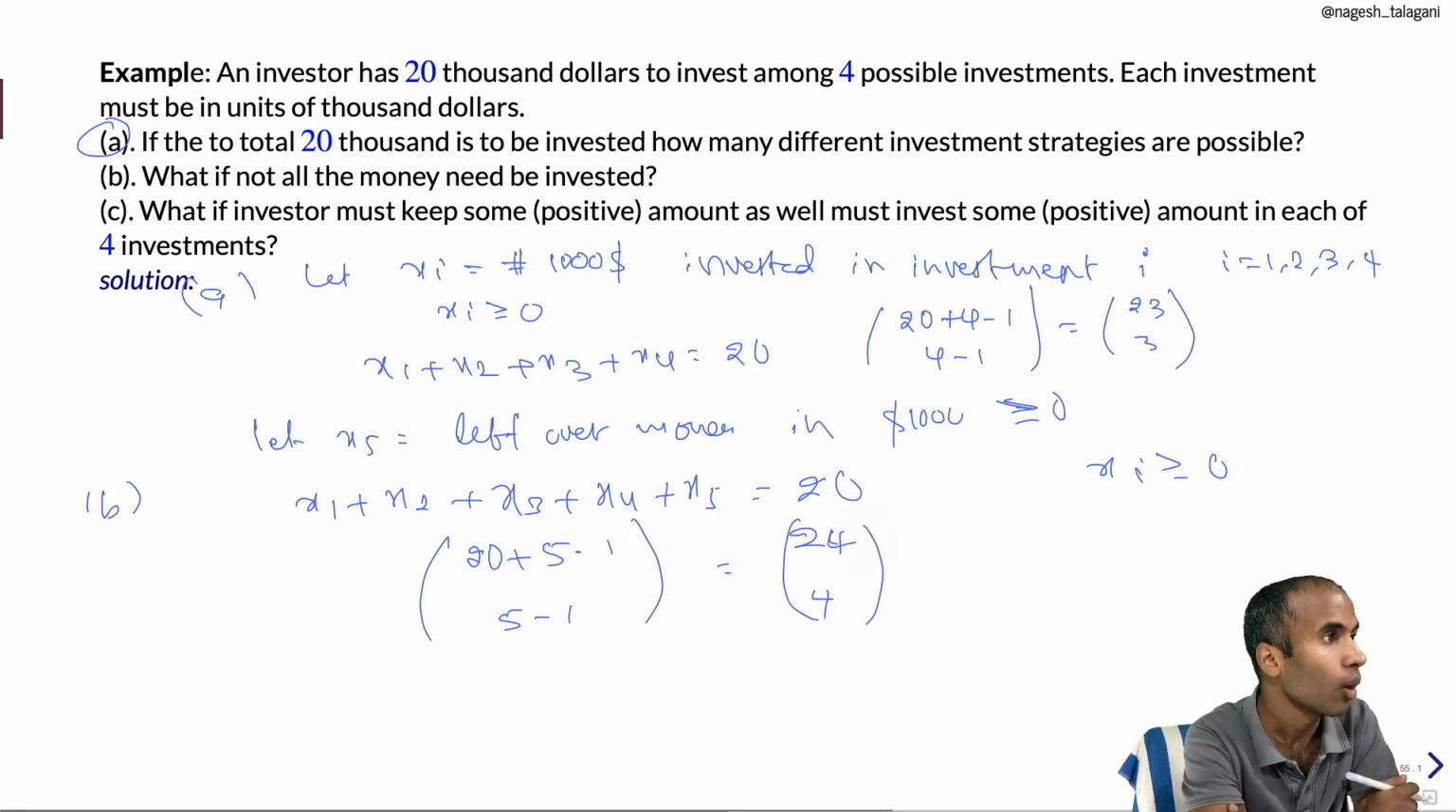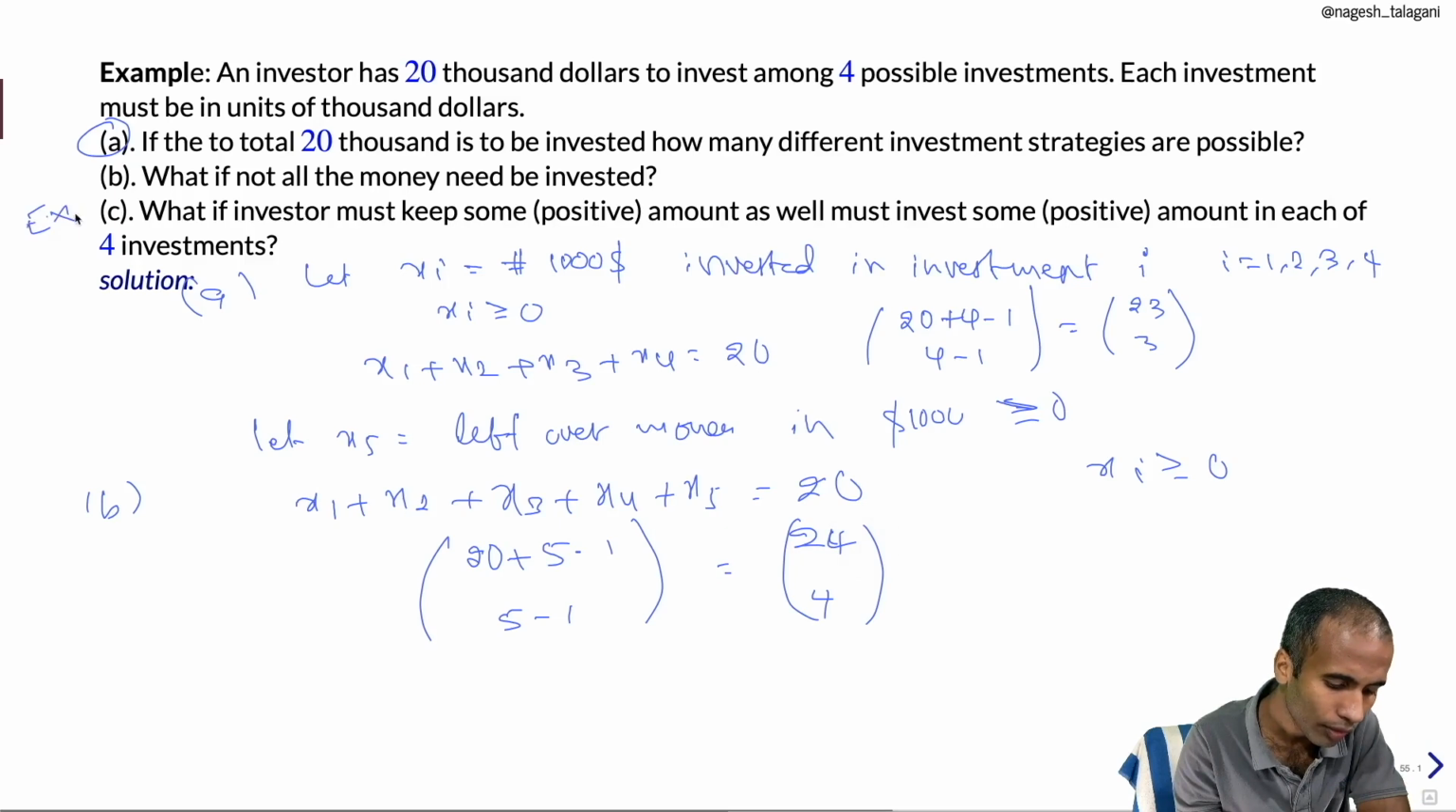C. What if the investor must keep some positive amount as well as invest some positive amount in each of the 4 investments? This is going to be an exercise. I hope you can do this exercise.